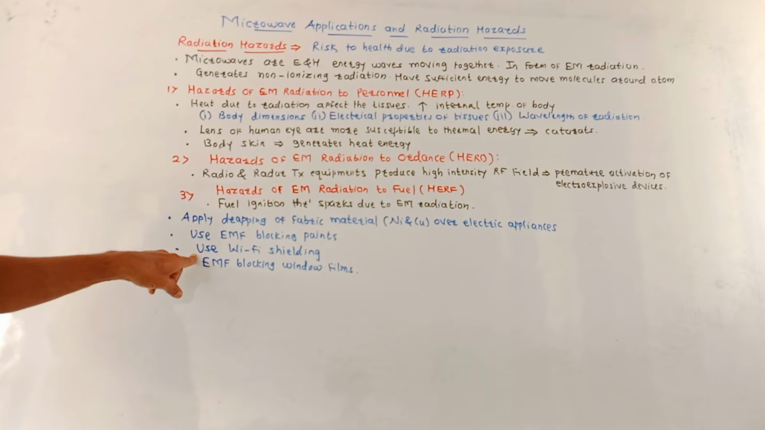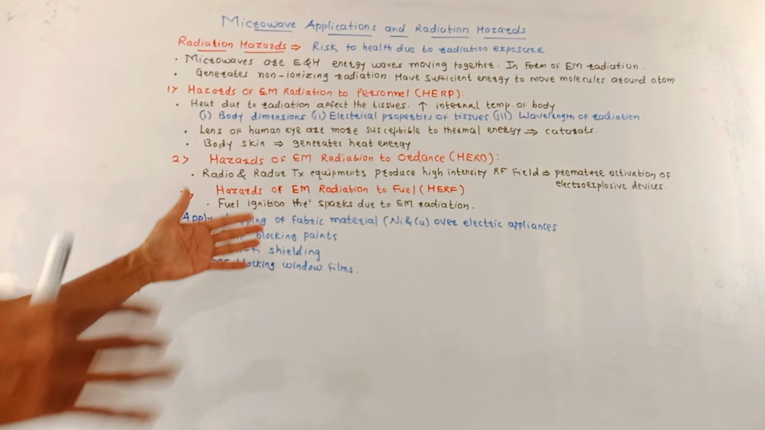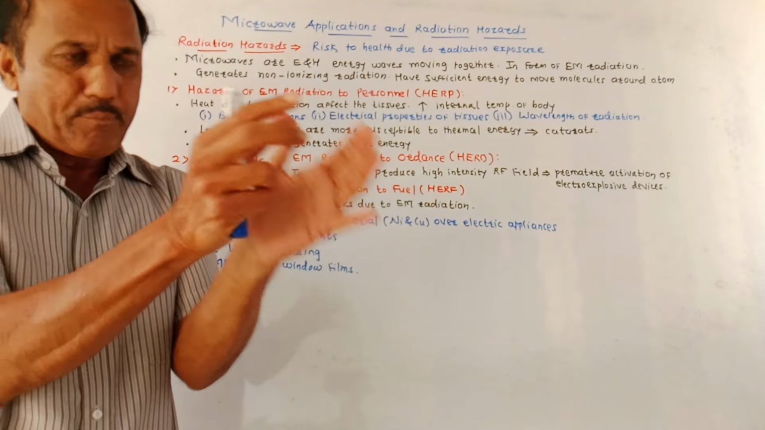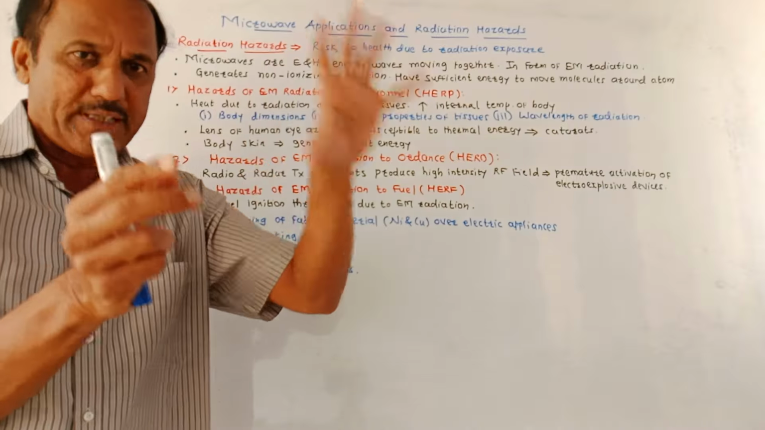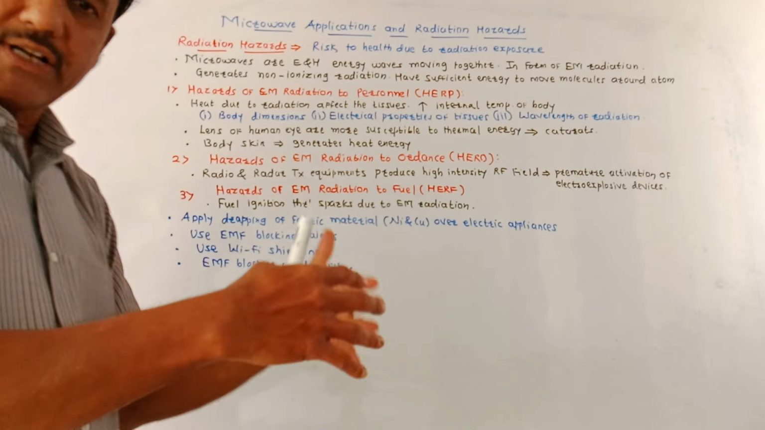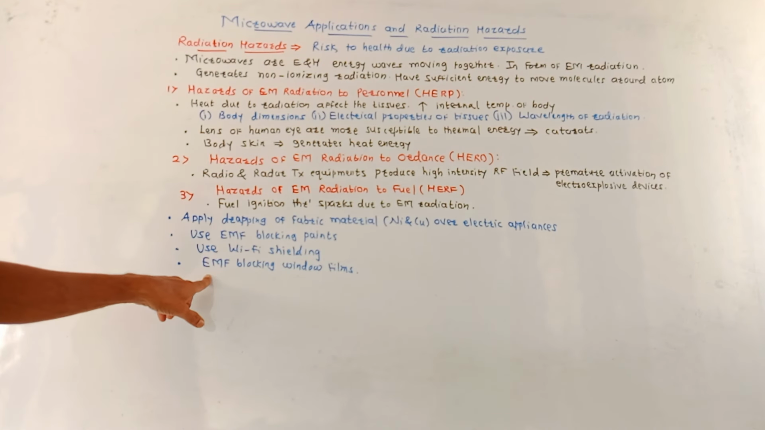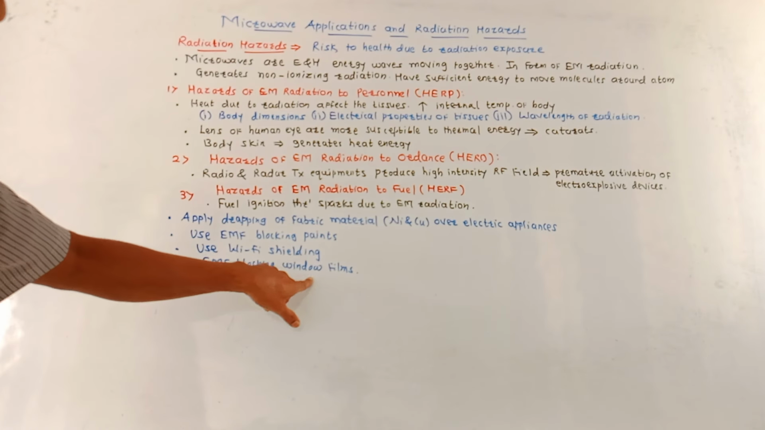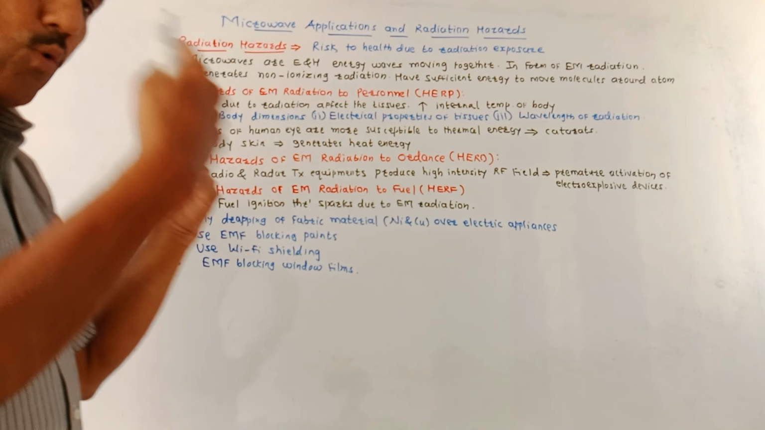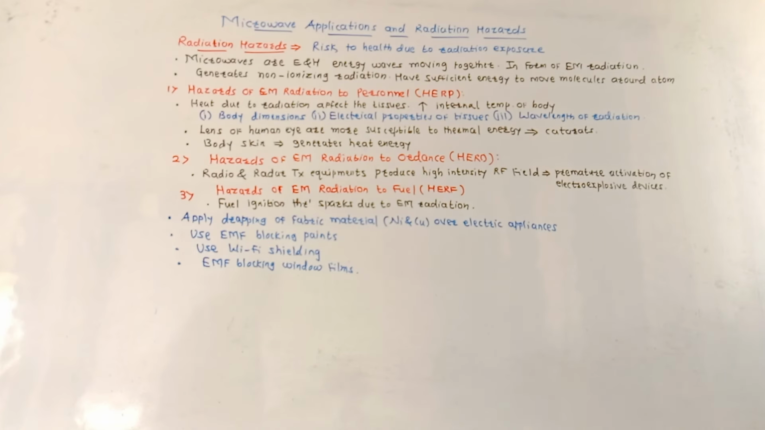Then Wi-Fi is a major source of radiation. So again, in the market, Wi-Fi shieldings are available. If you place those shieldings, then there will be proper transmission of the internet signals, but the microwave radiation will be absorbed. Again, this absorbed radiation will be passed to the ground, to the earth. Then EMF blocking window films are also available. So by making use of such measures, we can minimize the effect of radiation.